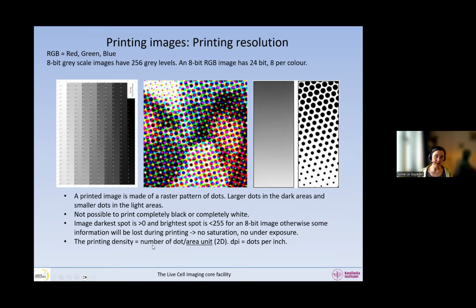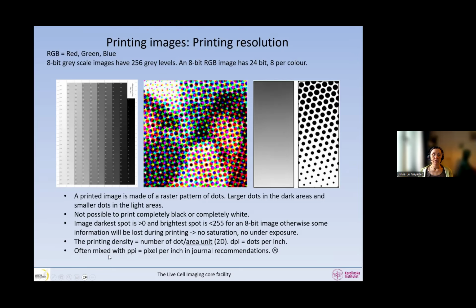The printing density is called the number of dots per area. So it's 2D because it's paper, so it's two-dimensional. And that is dots per inch, right? DPI. So you have certainly seen this. The journal will require a number of DPI. So this is dots per inch.